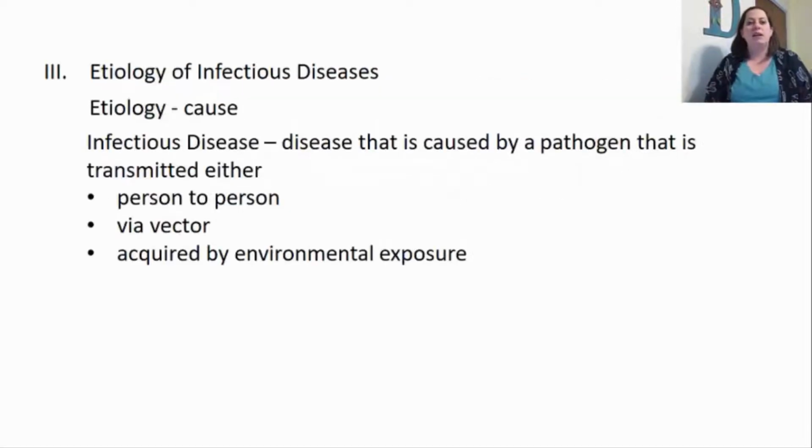All right, so let's look at the etiology of infectious diseases. So etiology is the cause, so what's causing them. And then when we look at infectious disease, a disease that is caused by a pathogen that is transmitted either person to person, all right, so you got it from somebody else, or you got it through a vector. A vector is something that carries it, like the example of a tick or a mosquito, or it could be acquired by environmental exposure. This could be from your food, it could be from water, things like that.